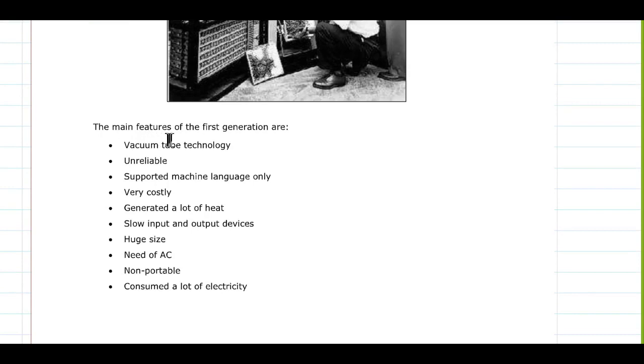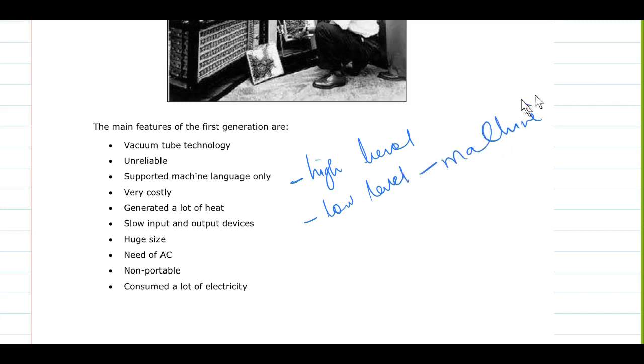So the main features of the first generation are that they used vacuum tube technology. They were a bit unreliable because of the heating and the switching off, etc. They supported machine language only. So we talk about machine language. There are some languages that we learn. We used to call them high level language and low level language. High level is what we use now. Computers now use high level. In the old days, we used to have low level, and one of the low level languages is machine language. So we will see them at a later stage.